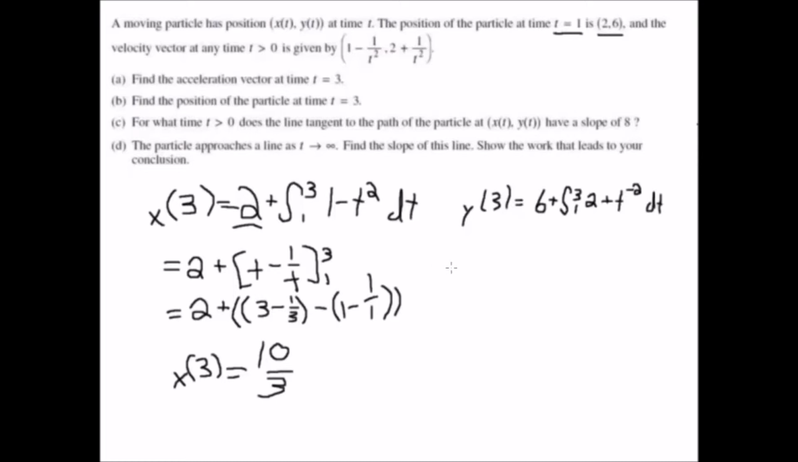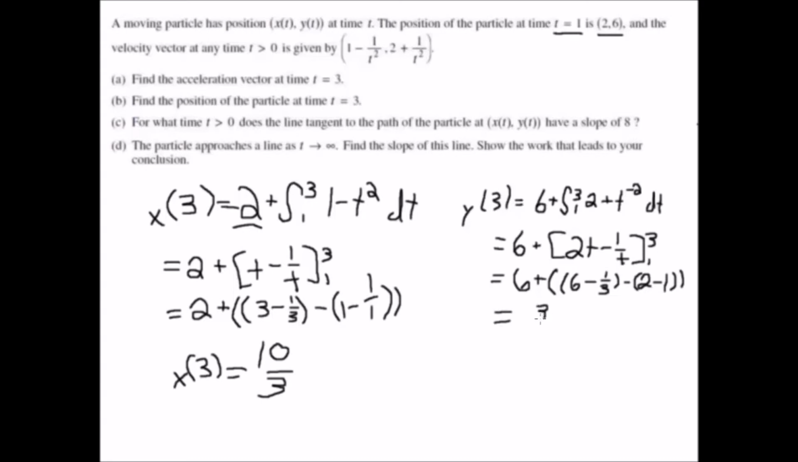Now, to do our y one, we're going to follow the same process. We're just going to solve the integral and find our answer. So we have 6 plus 2t minus 1 over t evaluated from 1 to 3. Plugging in just like we did last time, we'll get 6 plus 6 minus 1 over 3 minus 2 minus 1. That solves out to give us 32 over 3. So our y coordinate at t equals 3 is 32 over 3.